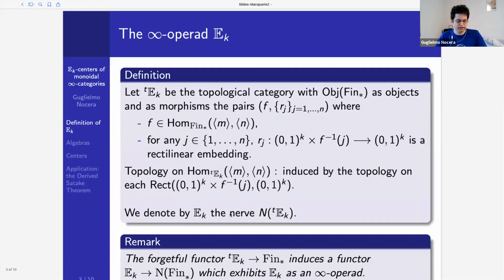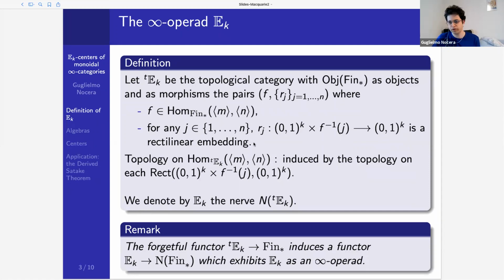Good. Now we move on to our main definition. What are these EKs I want to talk about? So first of all, TEK is a topological category whose objects are finite pointed sets and whose morphisms are, well, you choose a pointed function between M and N, and for each fiber, so for each j in the target, you consider the fiber here, and a rectilinear embedding of many copies of the cube into the cube itself, indexed by this fiber. And the enrichment, so the topology on the mapping spaces, on the Hom sets, is induced by the topology of the spaces of rectilinear embeddings. We will see in a moment why these rectilinear embeddings are so important.